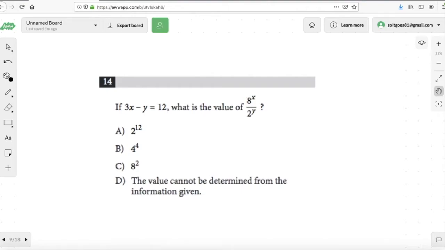The value of 8^x over 2^y. Yeah, 8 to the power of x over 2 to the power of y. Absolutely. When 3x minus y equals 12. Yes. Okay.